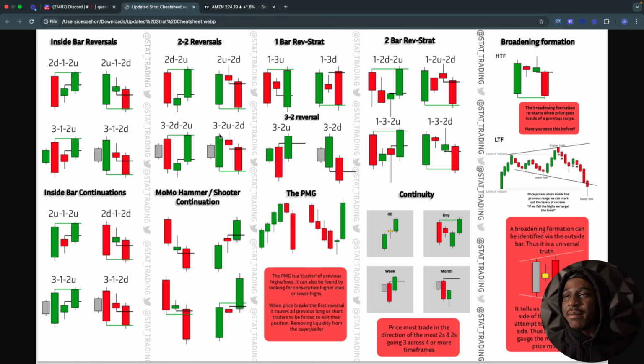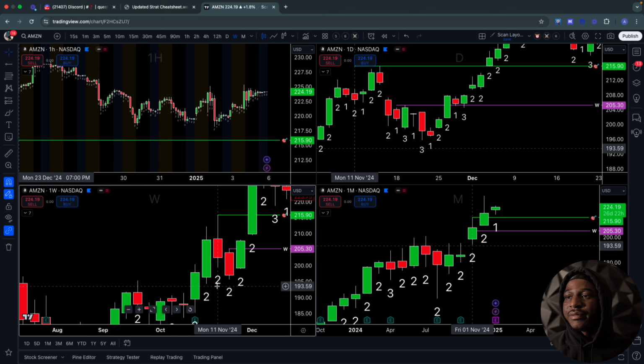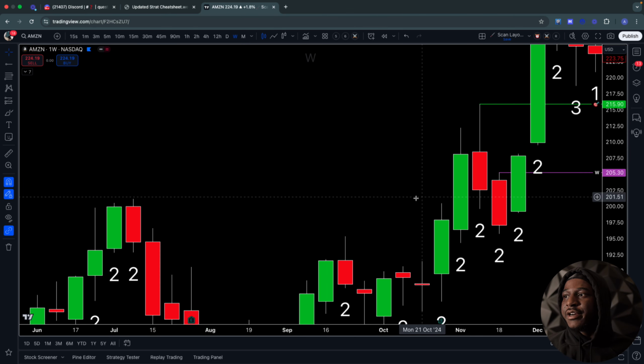And I'll look at this. I'm not making this up. Like, this is a 2-2 reversal. We have a 2 down, right? This candle takes out the previous low only. This candle takes out the previous high only. 2 down takes out only the low. 2 up takes out only the high of this previous candle. This is going to be the target. I'll pull up the thing. And I zoom in on this one right here.